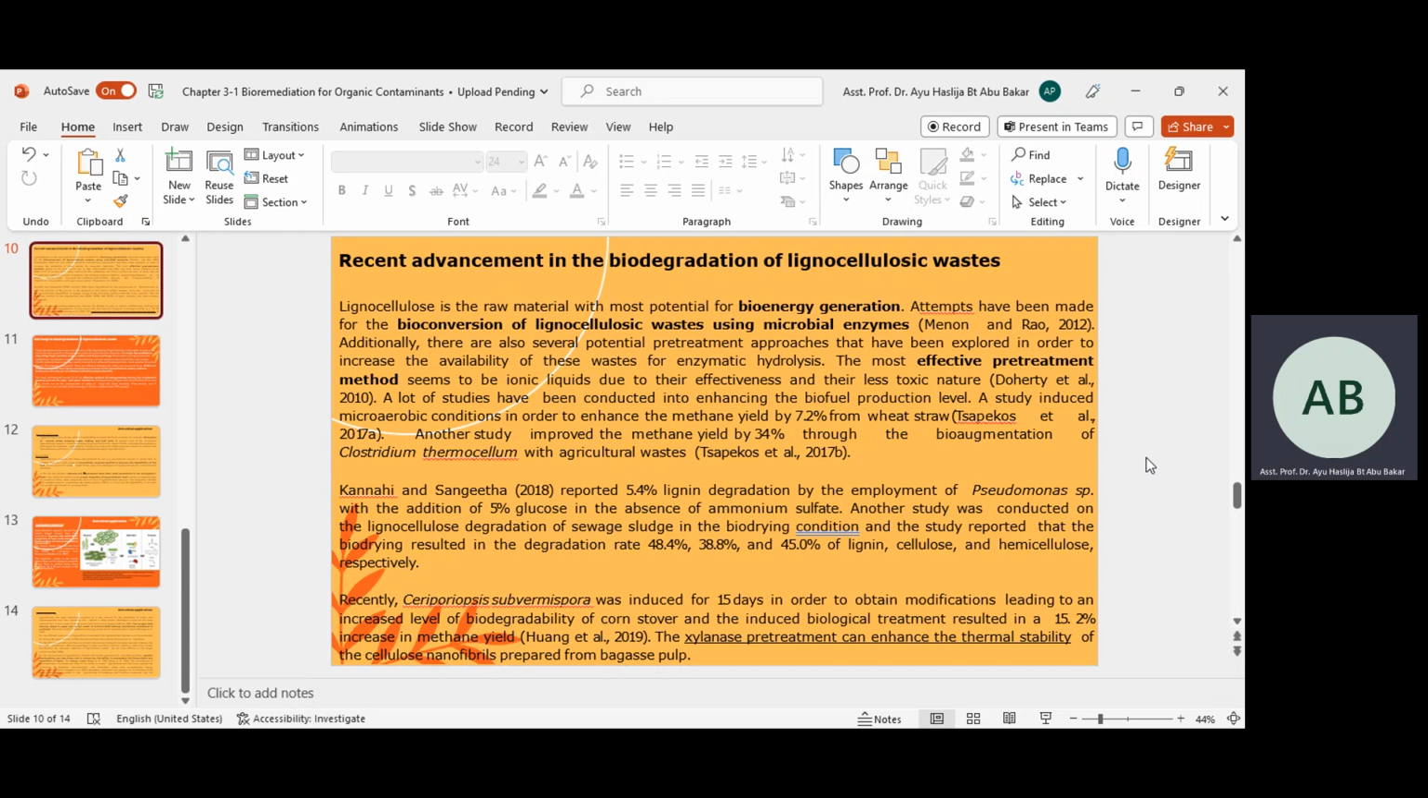Okay, I'll continue on chapter 3, part 1, which is the bioremediation for organic contaminants for enzymatic degradation.